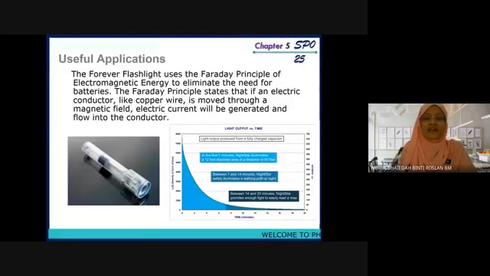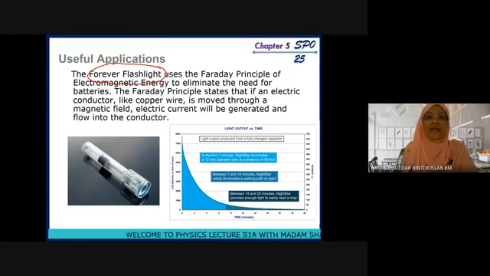Okay, ini kalau saya ada banyak cakap lah dekat my tutorial class, that forever flashlight. Ini menggunakan Faraday principle electromagnetic energy where they eliminate the need of battery.